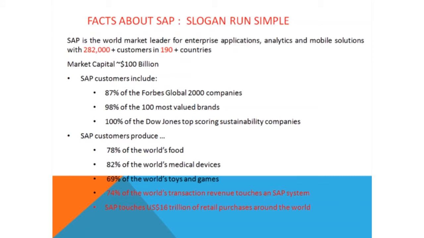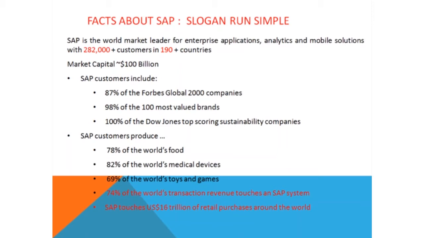So facts about SAP, and now the slogan is Run Simple. For the last 1.5 years, they changed the slogan, it is called Run Simple. Previously it was Best Run Business Run SAP, and now they changed the slogan into Run Simple based on S4 HANA.